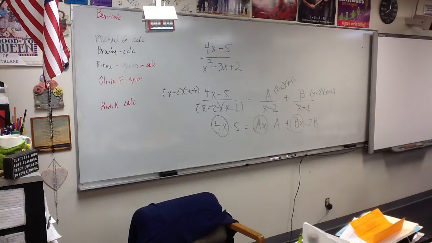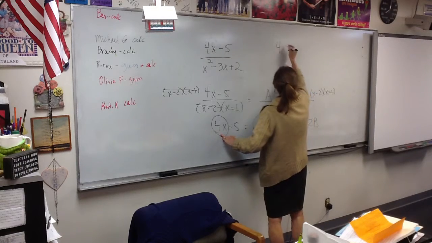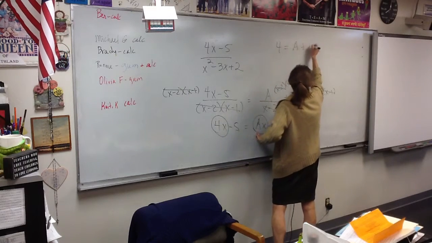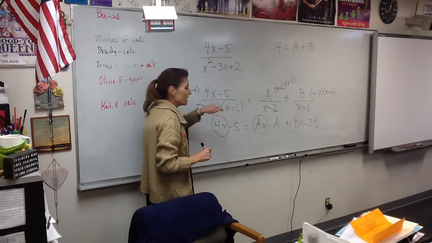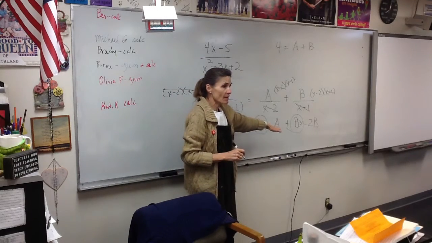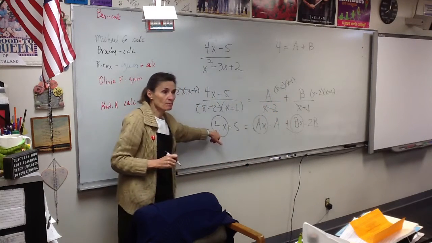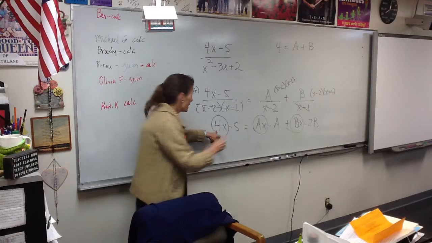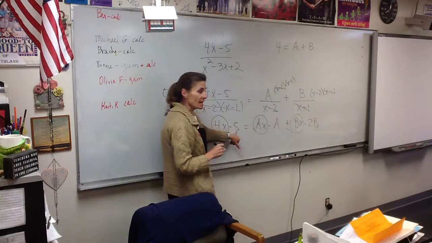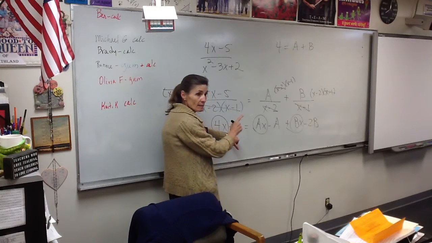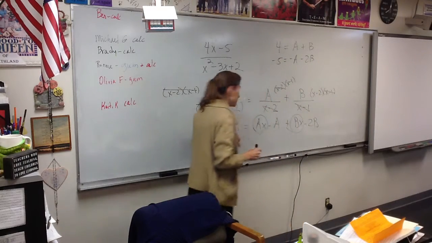Did you come up with an equation? See, that sounds a lot better. Did you come up with 4 has to equal a plus b? Now, pay attention, this is not hard. X's on this side have to equal X's on that side. So if I combine these two, a and b have to add up to give me 4. Now what has to add up to give me negative 5? Negative a minus 2b has to add up to give me negative 5.